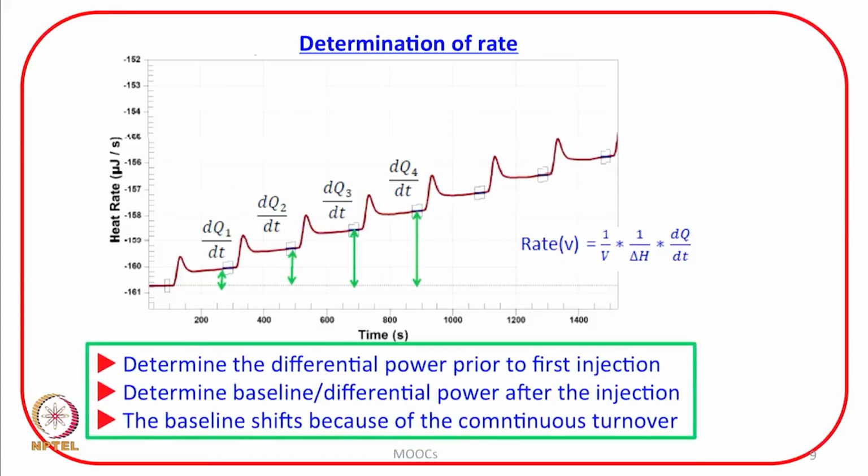That is, determine the differential power prior to the first injection, determine the baseline differential power after the injection, and as you notice here, there is a drift in the baseline, and the baseline shifts because of the continuous turnover. Product is being continuously formed.